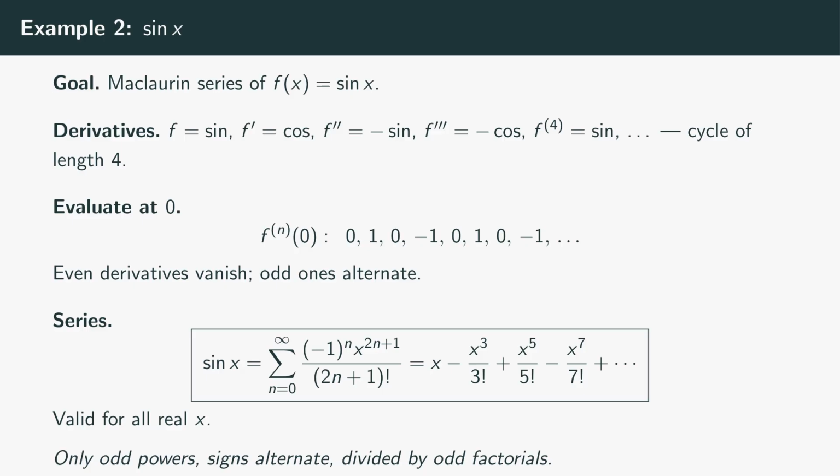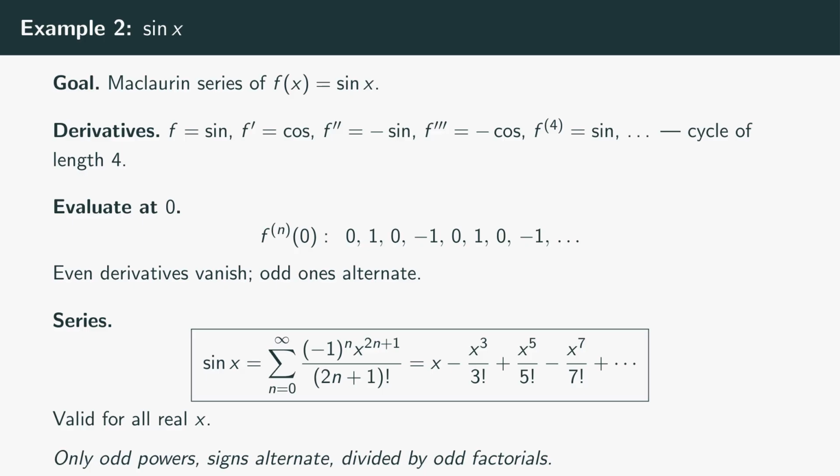The coefficient of x to the 2n plus 1 is negative 1 to the n, over the quantity 2n plus 1 factorial. So sine x equals x minus x cubed over 6, plus x to the 5th over 120, minus x to the 7th over 5040, and so on. Compactly, the sum of negative 1 to the n times x to the 2n plus 1 over the quantity 2n plus 1 factorial.